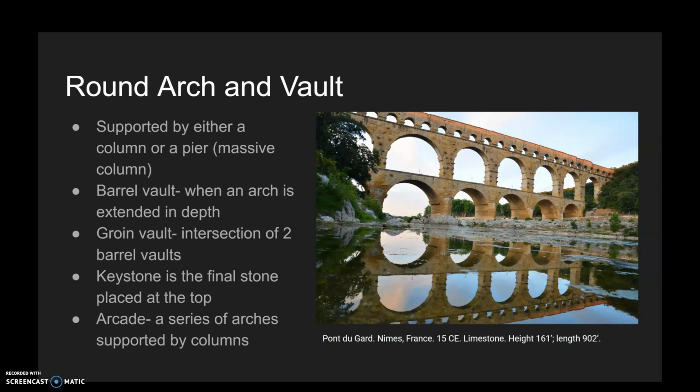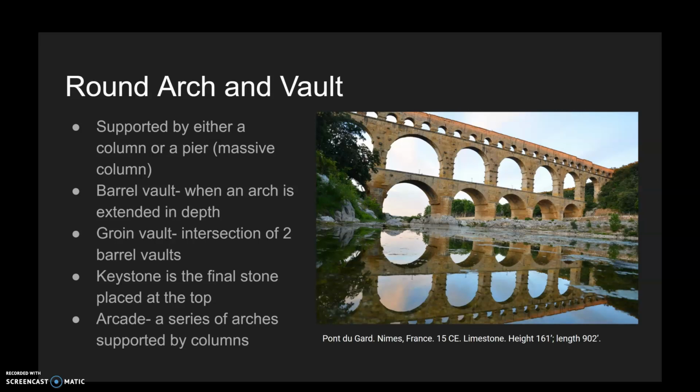The next type of construction is called round arch and vault. These arches would be supported by either a column or a pier. And a pier is just a massive column. A barrel vault is when an arch is extended in depth, kind of looks almost like a hallway that is shaped with an arch. You can see that in image 14.6 in chapter 14. And then a groin vault is the intersection of two barrel vaults, and that is 14.7.